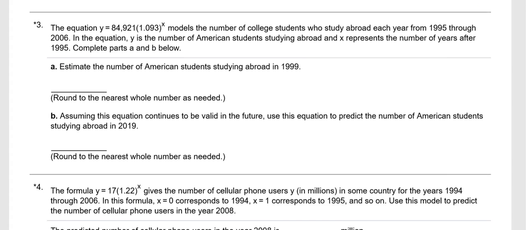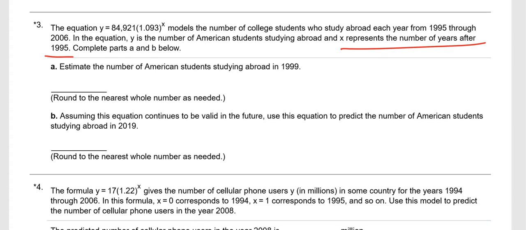Question 3. This particular equation you've been given models the number of college students who study overseas each year from 1995 through the year 2006. In the equation, y is the number of American students studying overseas or abroad, and x represents the number of years after 1995. That's a critical piece of information. X is the number of years after 1995.